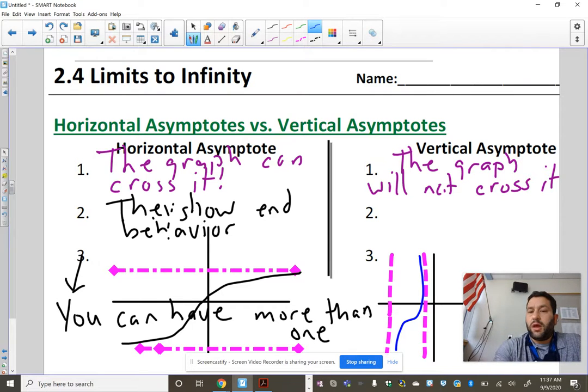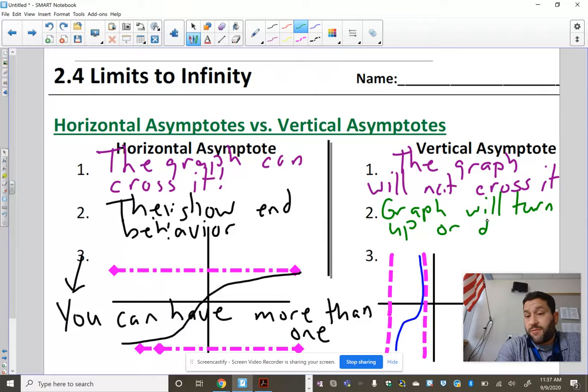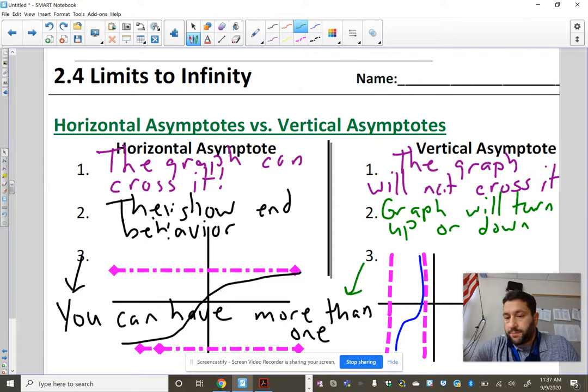Okay? Another thing we need to know is that the graph will turn up or down. And that's because of the fact that the graph can't cross the line. And the last thing you need to know is the same as number 3 on horizontal: you can have more than one. If you look at a tangent graph, you have more than one. So those are just some quick details of asymptotes.